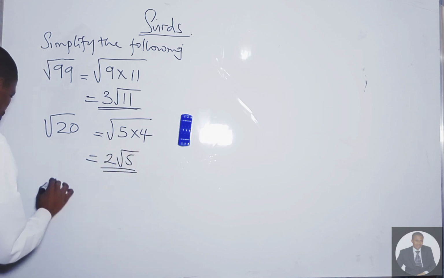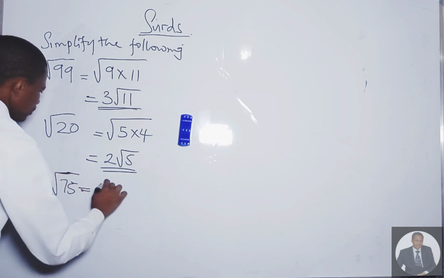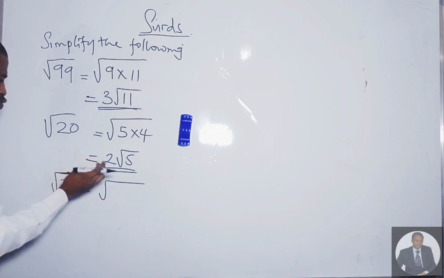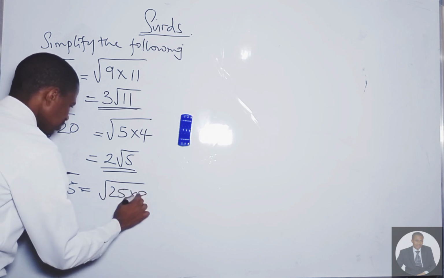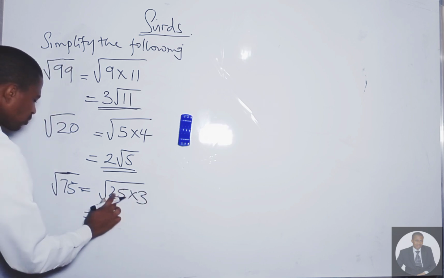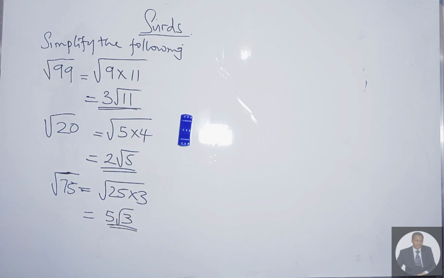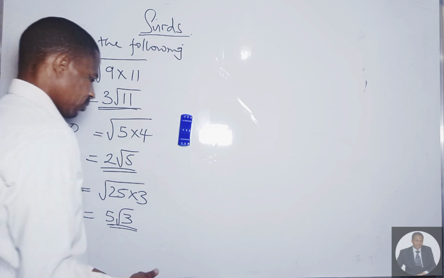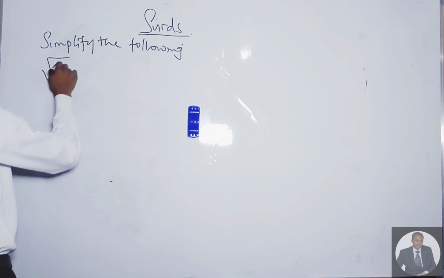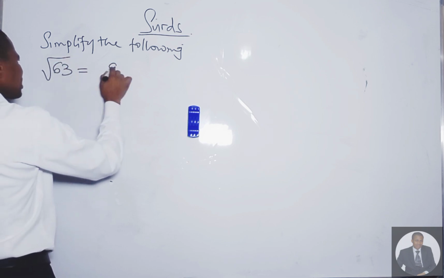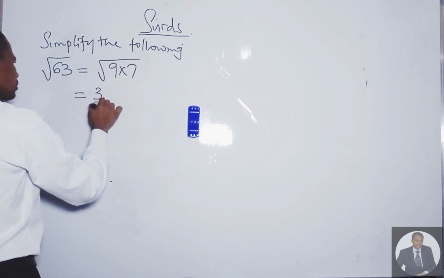Another question. Root 75. To simplify root 75, we divide this number into at least 2 factors, one of which must be a perfect square. That will be 25 times 3, which will give us 75. So what is the square root of 25? 5 root 3. These are examples of how to simplify. So we consider some more. We simplify root 63. 63 is the same thing as 9 times 7. Then we look for the square root. What is the square root of 9? 3 root 7.